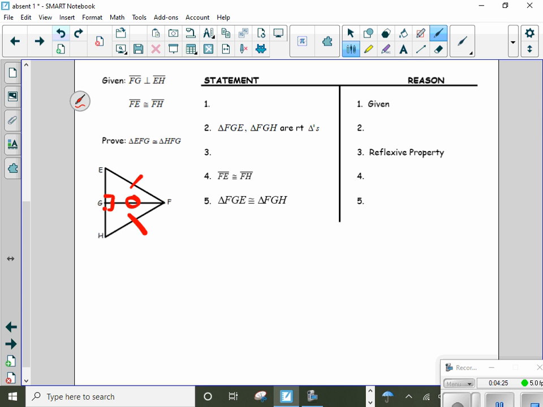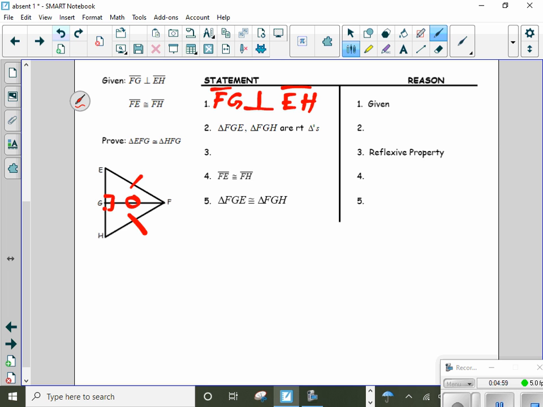If you look at this picture, this is an example of HL because we have right triangles, check. We have the hypotenuse, check, and then one of the legs down there in the middle. So this is going to be an example of HL. If we're going to write that into a proof, the first part is given information, and we've already got FE is congruent to FH down there. So the first one must be FG is perpendicular to EH, and that's given.